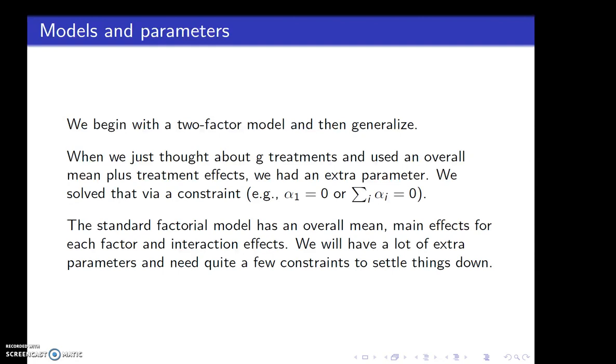So when we thought about G treatments and used overall mean plus treatment effects, we had an extra parameter, remember? And we solved that via a constant. So our convention, while there are many conventions out there, in this book and in the software we're using, is to set that first effect at 0, and then the sum of the effects must be 0. The standard factorial model has an overall mean, the main effects for each factor, and the interactions. We have a lot of extra parameters now that we have factorial models, and so we're going to have more constraints than we have for the 1-factor model.